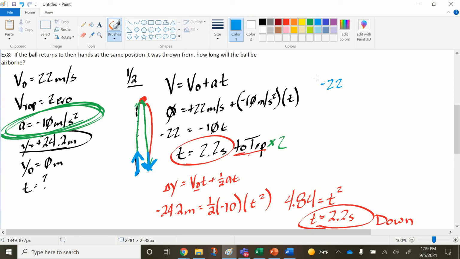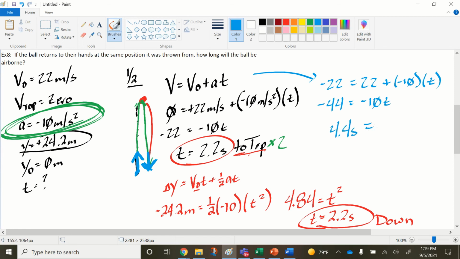So the other way you could have written this first equation could have been negative 22 is equal to 22 plus negative 10t. And the reason this works is because your final velocity coming back down is negative 22. Your initial velocity going up was a positive 22. You move the 22 over, you get negative 44, and that is equal to negative 10t. Divide both sides by negative 10, and you get 4.4 seconds for the time it took gravity to take you from positive 22 meters per second to go up into the air, turn around, come back, and return at negative 22 meters per second. I think blue is easier, but if you'd like to break it up, you can.